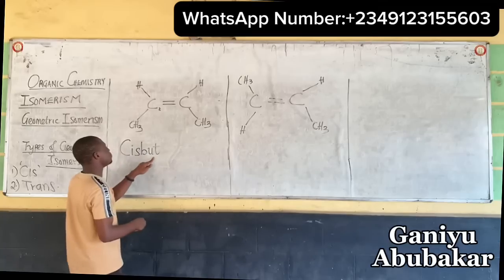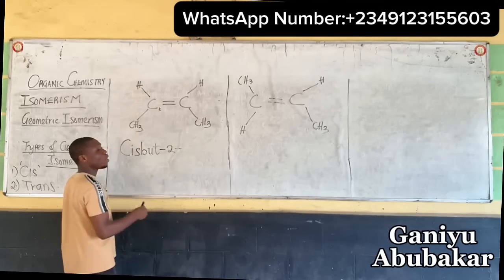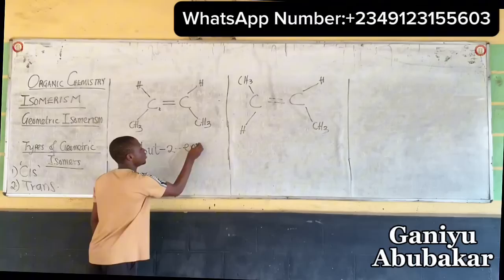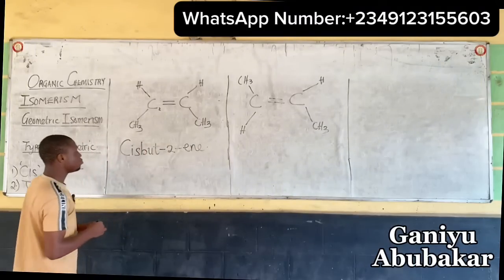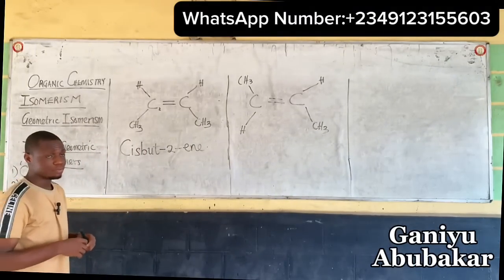So that becomes but-2-ene, the double bond here is an alkene, that's 2-ene. This compound is called but-2-ene. That's how you name this compound.